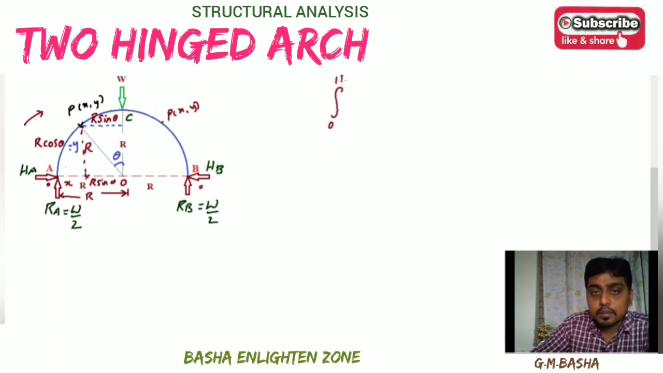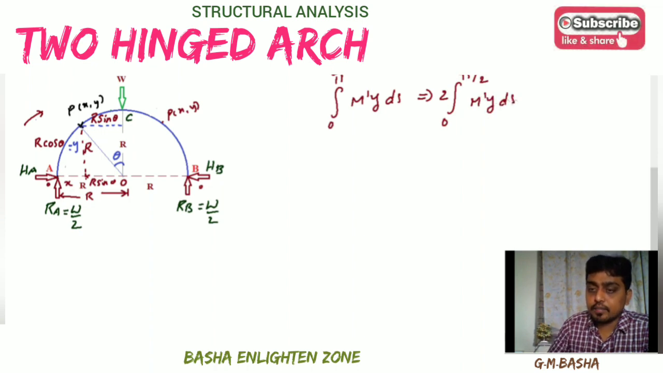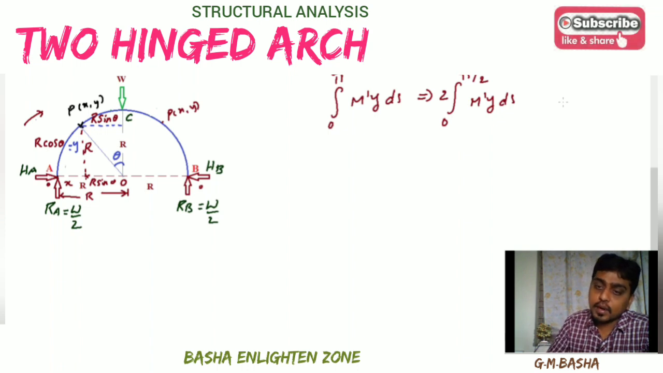pi for the semicircular arch length, integral of M' y ds. Whatever moments we obtain in this part, you will get the same moments in the right part, which is CB also. That is the reason we are considering 2 times the integral from 0 to pi by 2 of M' y ds. You can write it like that also: M' y ds plus M' y ds, so you take 2 times M' y ds.